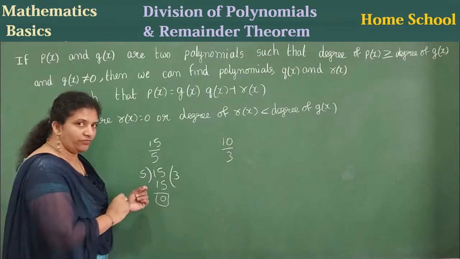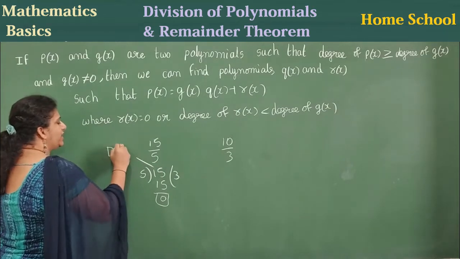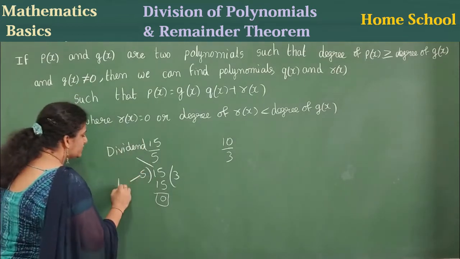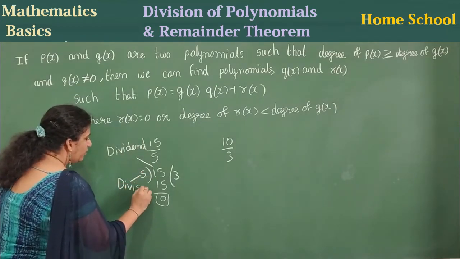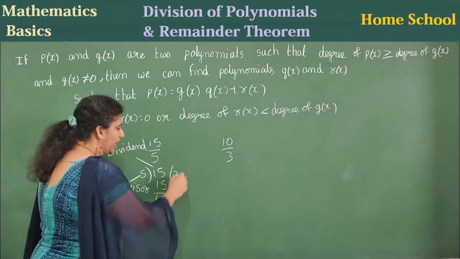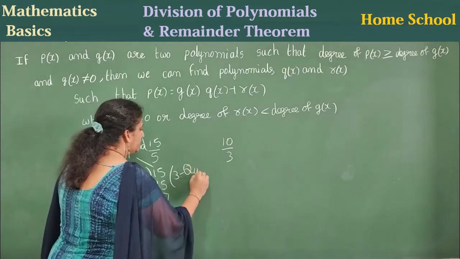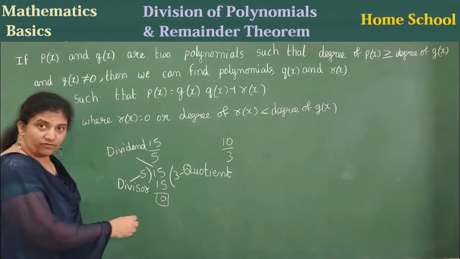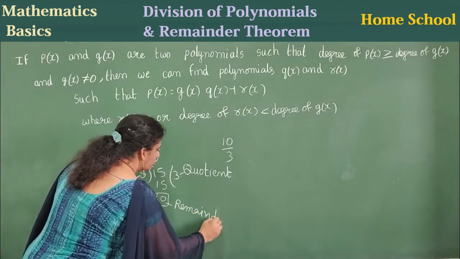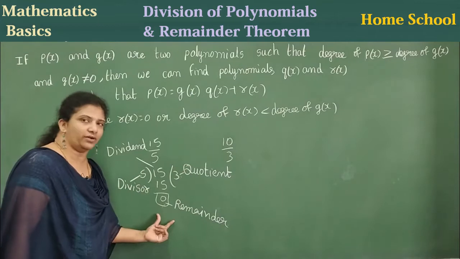Let's mention what all we know in this division. Look here, 15, I am dividing. So 15 is called the dividend. With what you are dividing? That is called the divisor. When you divide with a divisor, what do you get here? Two more values. What are those? That is the quotient, and you have got here 0. That is the remainder. So when I divide a dividend with a divisor, we get a quotient and remainder.